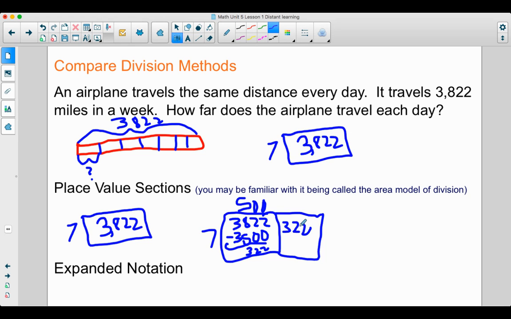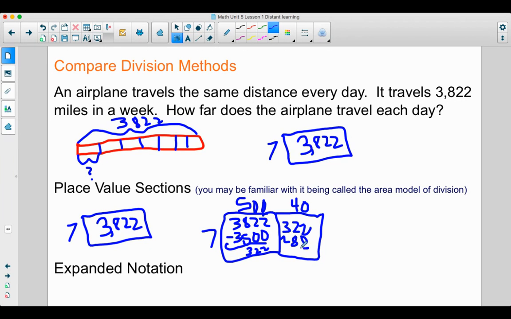Oops, that's a 2. So again, there's no 7s. I can't take 300s and break them into 7 groups. So I'm going to make these 300s into 30 tens, and I have 32 tens in 322. How many 7s in 32? There are 4. So if there are 4 7s in 32, there are 40 7s in 320. And 4 multiplied by 7 is 28. So 40 multiplied by 7 is 280.